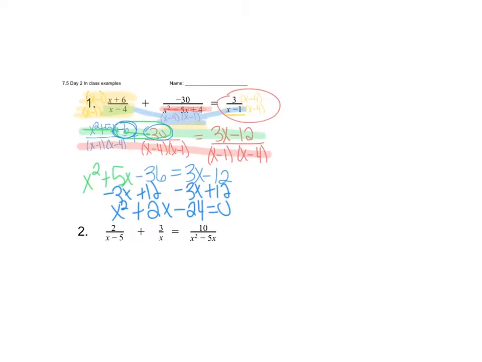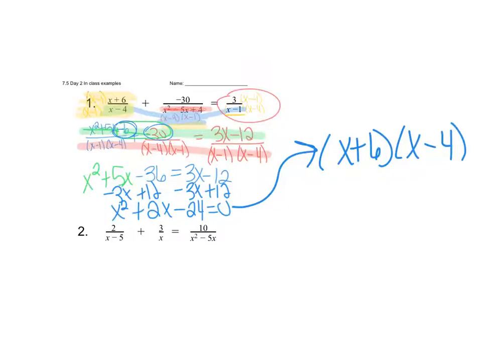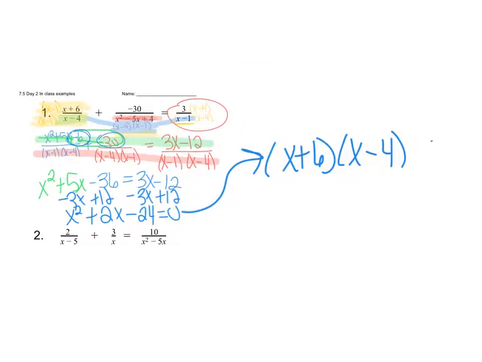And just like any other time, I need to factor that, which would leave me with x plus 6 and x minus 4, because that multiplies together to be negative 24, adds together to be positive 2, equals 0. And then I would get either x equals negative 6 or x equals 4.